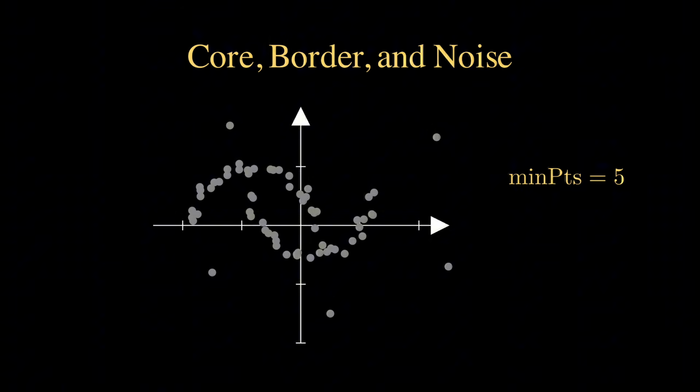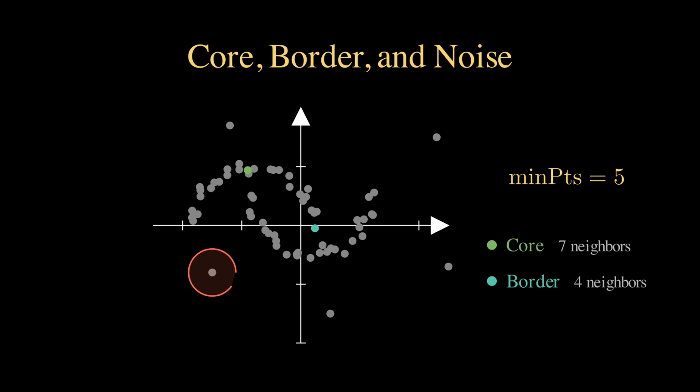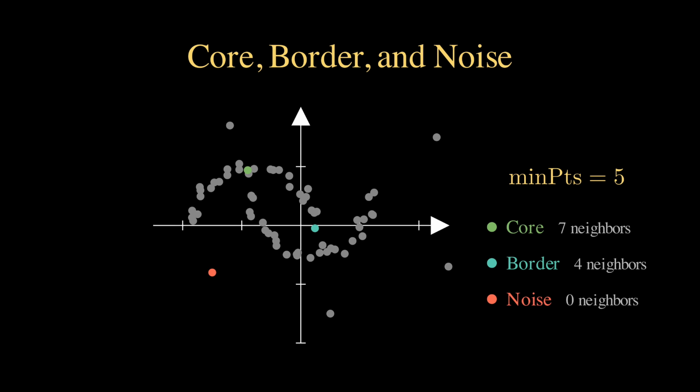If a point has at least min-pts neighbors within its epsilon circle, we call it a core point, the dense heart of a cluster. But a point that doesn't meet the threshold yet still sits inside a core point's neighborhood, that's a border point, right on the edge. And anything that's neither core nor border, that's noise, an outlier that doesn't belong to any cluster.